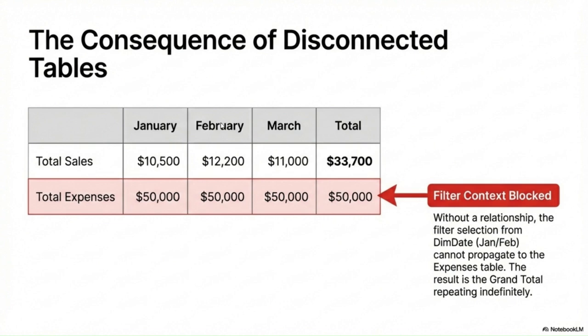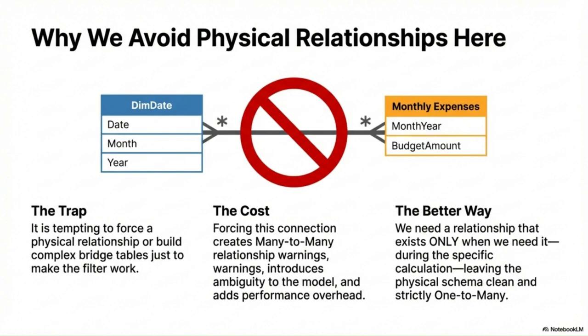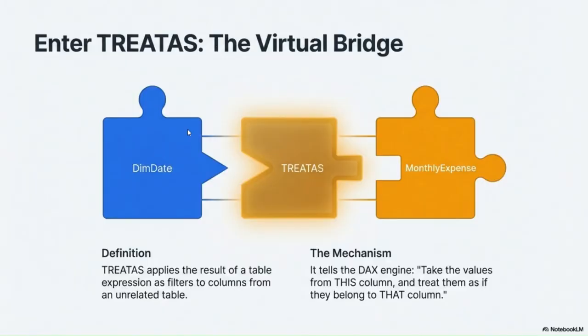This is where TREATAS comes into play. TREATAS allows you to treat values from one column as if they belong to another column, even when no relationship exists, tables are unrelated, or relationships cannot be created due to model limitations. Think of TREATAS as a virtual relationship creator.